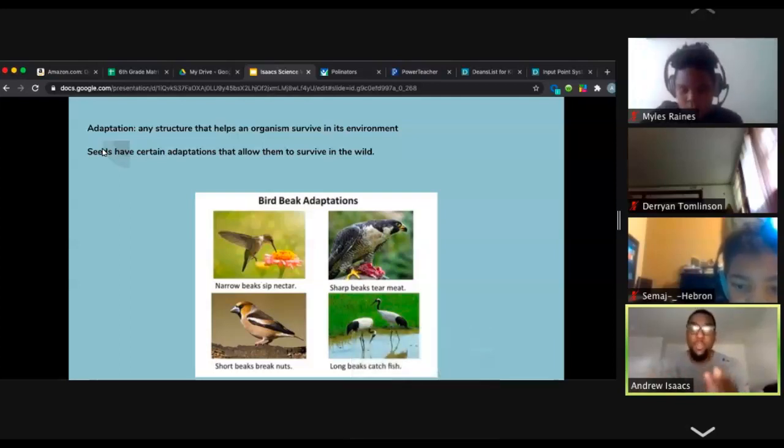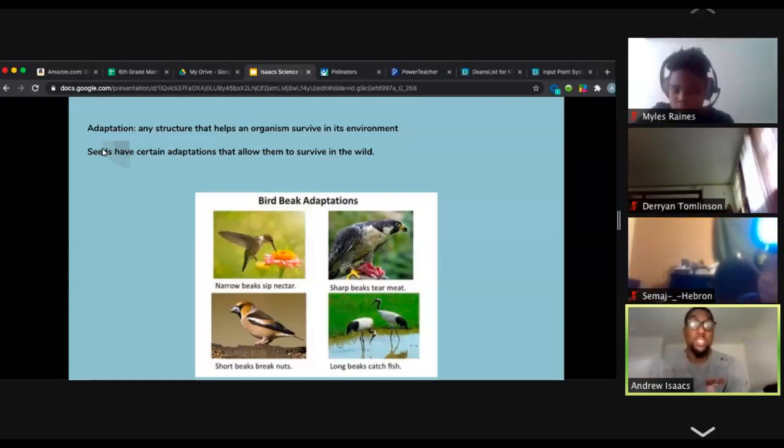Things need to adapt and evolve in order to be able to survive. So adaptation, by definition, is any structure that helps an organism survive its environment, right? So seeds have a certain adaptation that allows them to survive in the environment. If you take a look, this is an example of different types of adaptations.